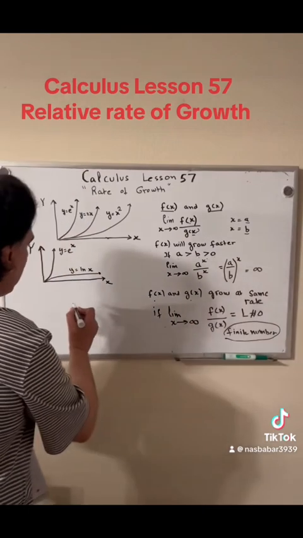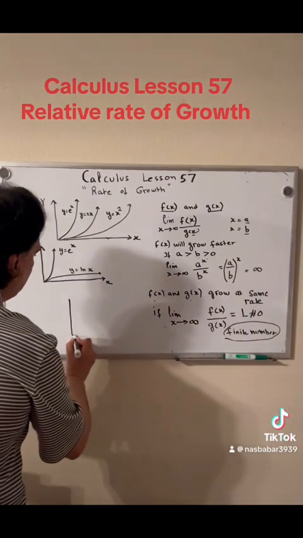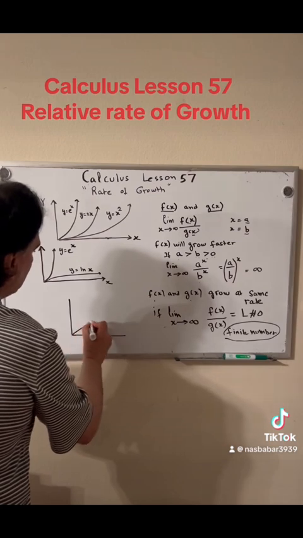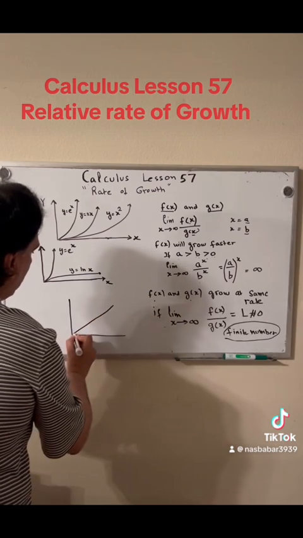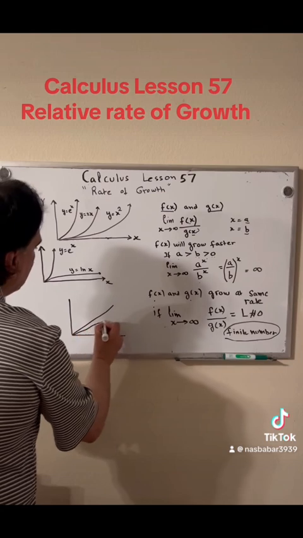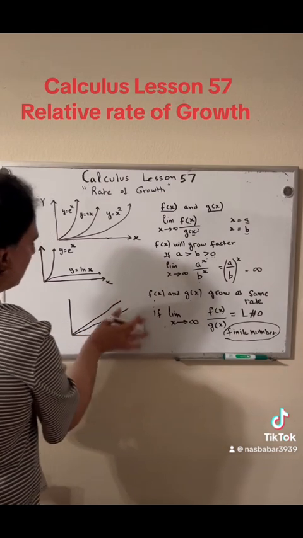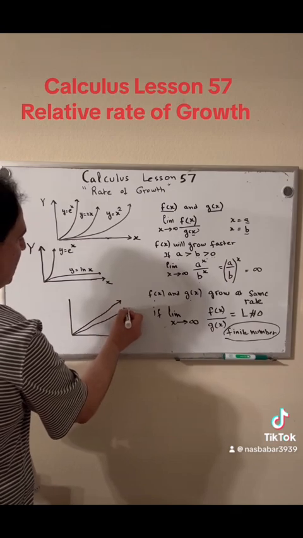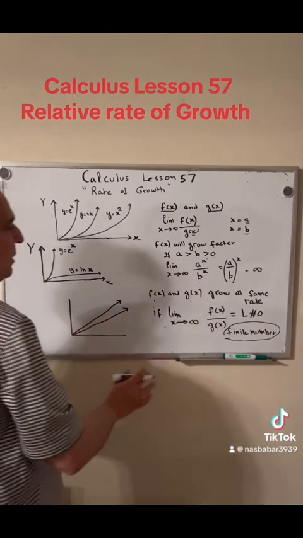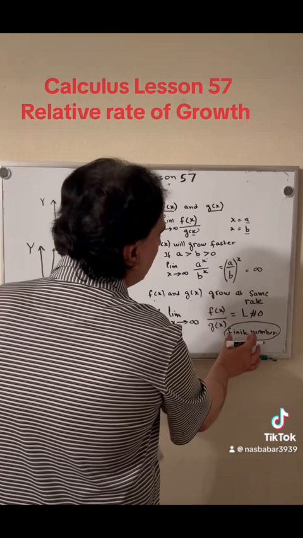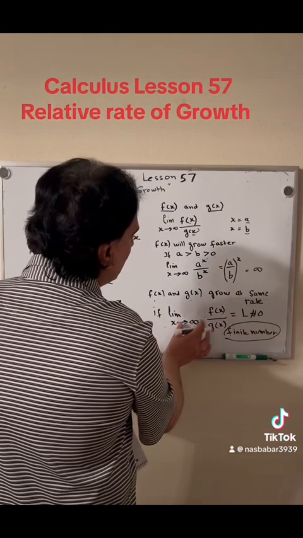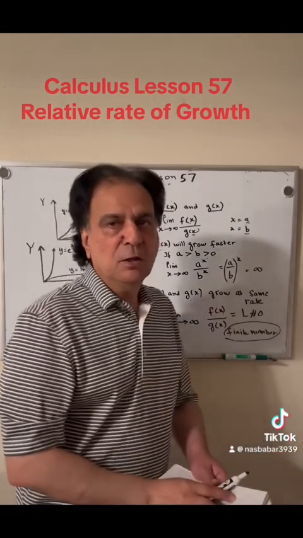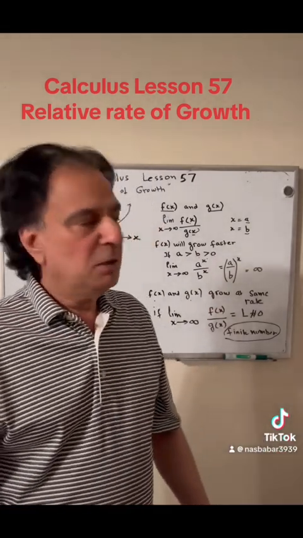It could be something like this. You've got this function right here, and then you have another function right here. So their rate of growth is pretty much the same, okay? Both of them are shooting towards infinity, but at the same rate. So that's what I mean when I say that if you take the limit of f(x) over g(x), you get a finite number. Hope this makes sense to you.